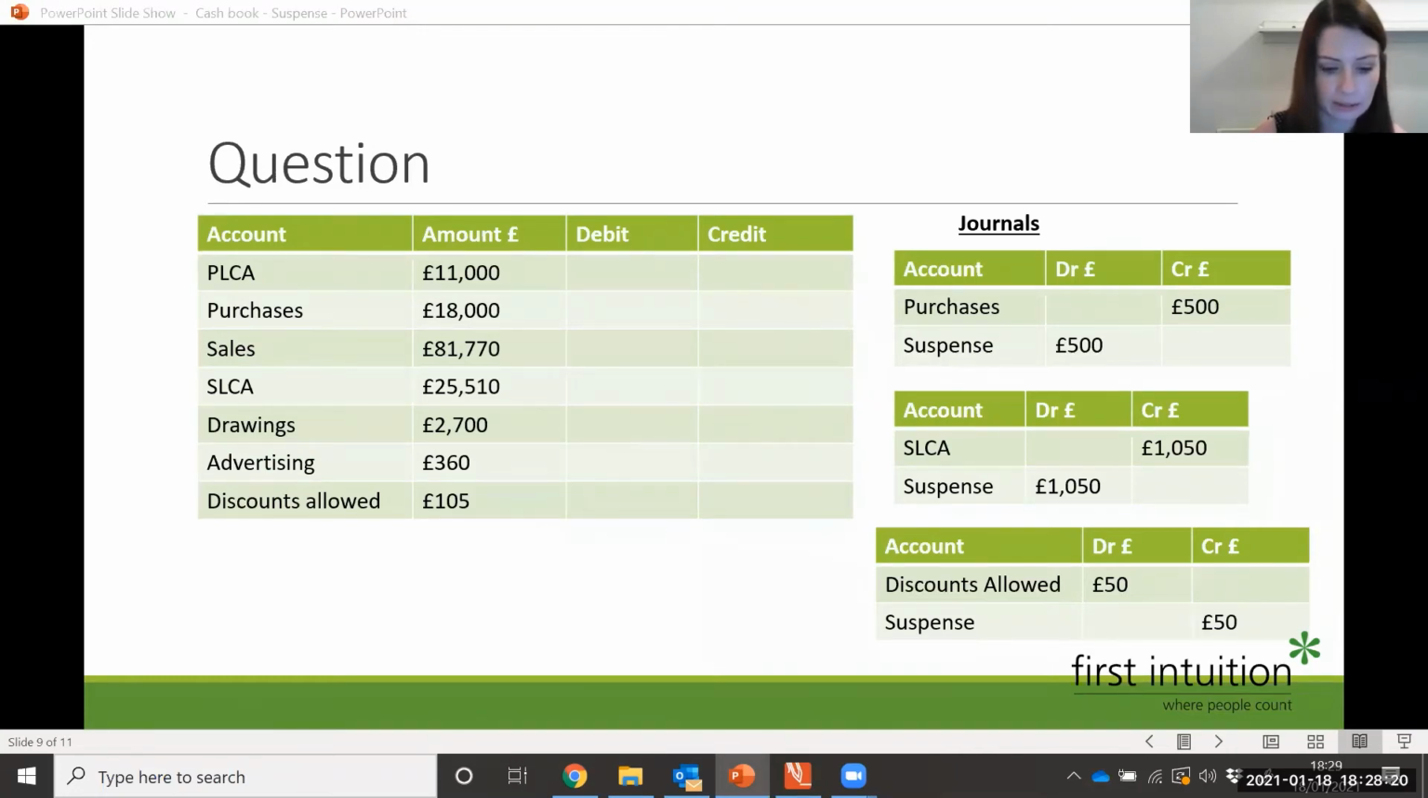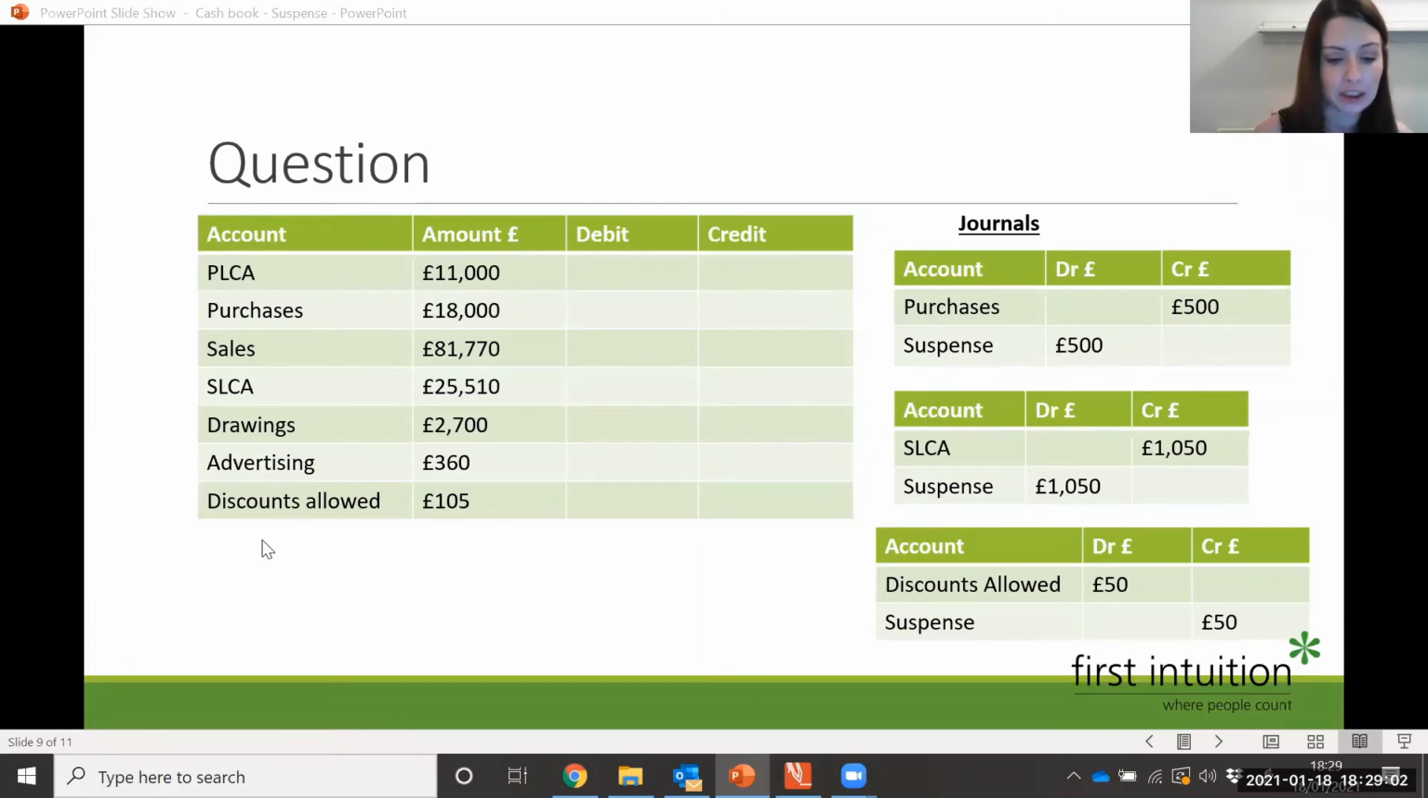Okay, so looking at this, we've got some journals on the right hand side of the page, and on the left hand side we've got a mini trial balance. First of all, the purchase ledger control account for an amount of £11,000. There's no journal for that account. So would that £11,000 in the trial balance be a debit or a credit? Excellent. Yeah, and it's a credit because it's a liability account. We owe our credit suppliers money.